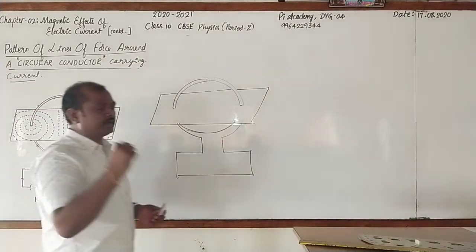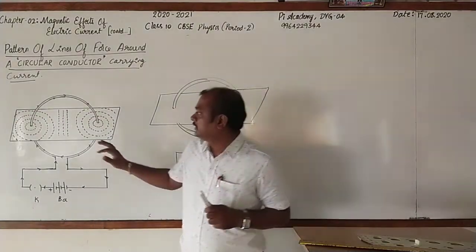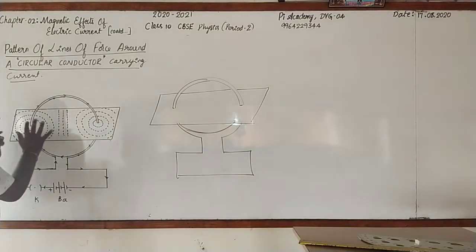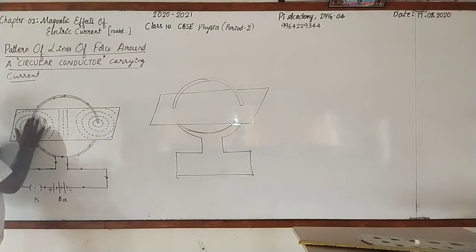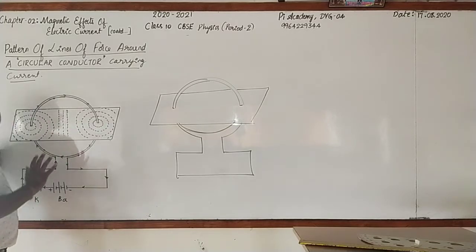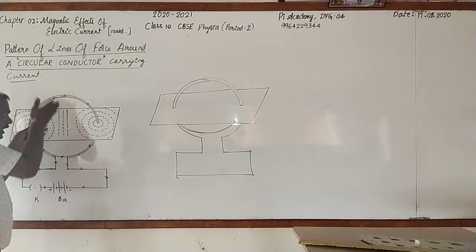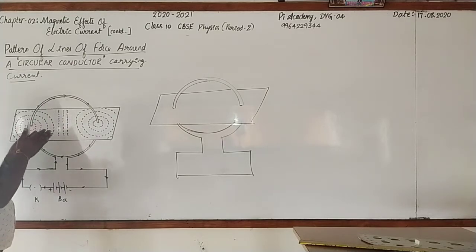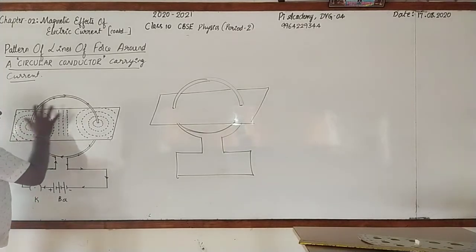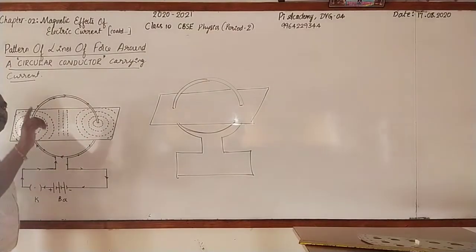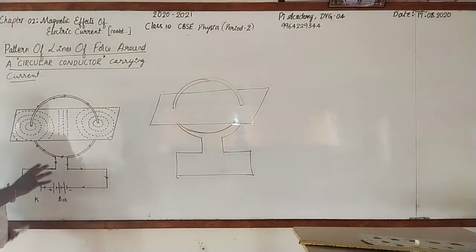Now you tell, what is the pattern of lines of force? Yes, there are two types of pattern in the case of a circular conductor carrying current. One is concentric circles near the conductor. See that? Here concentric circles, here concentric circles. But at the middle of the conductor, it is straight and parallel. Right? Got it? The pattern is concentric circles near the conductor and straight and parallel at the middle of the circular loop.